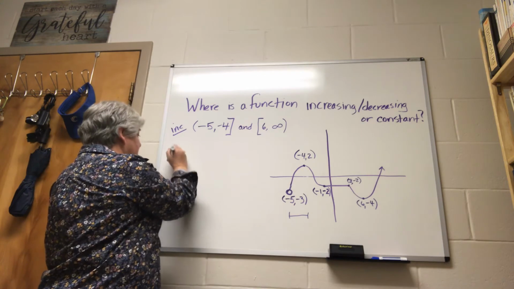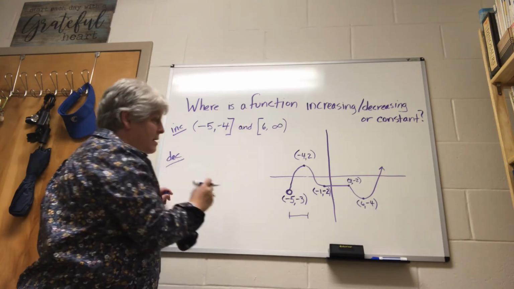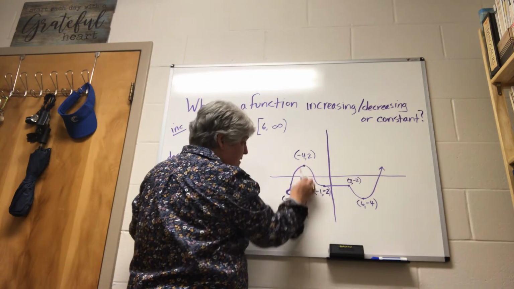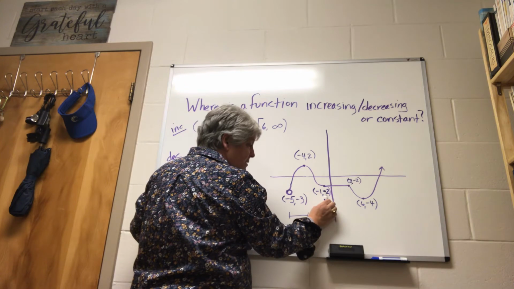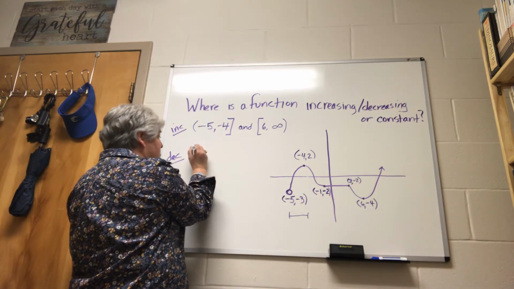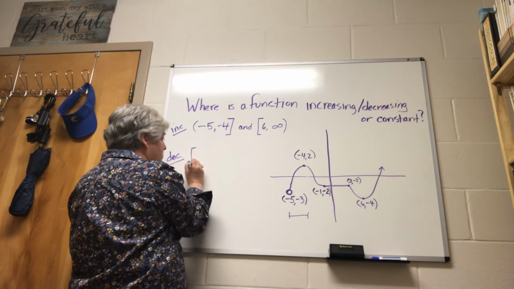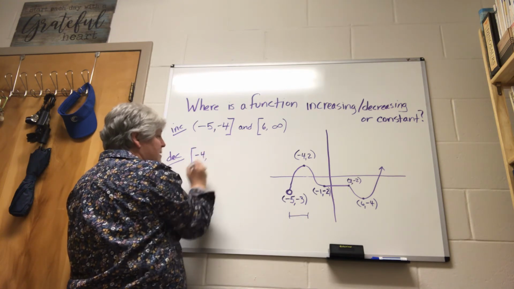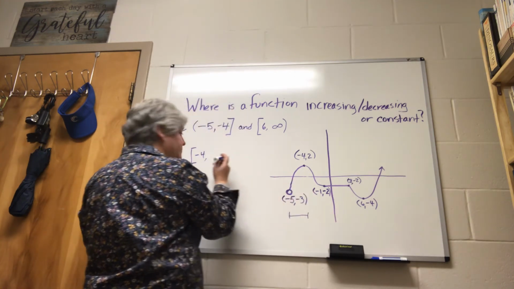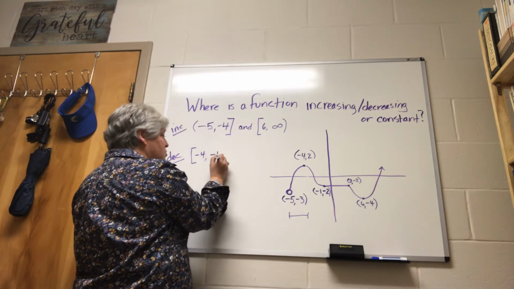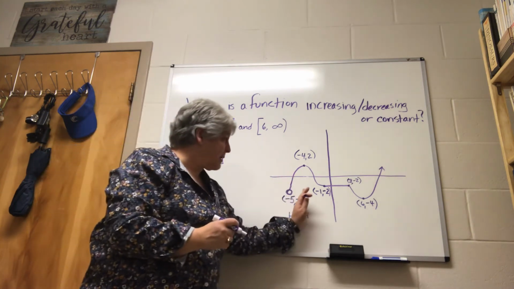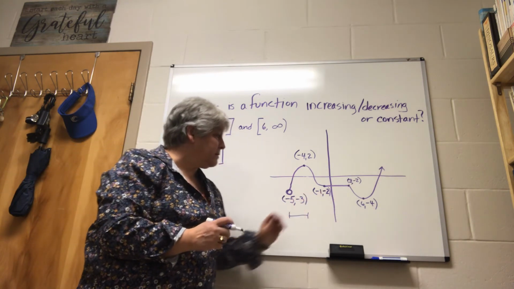So for decreasing, I can see that the y's are going down as I move from x being -4 until I get to -1. So we would say from -4, it doesn't really matter if you include the endpoint or not, -4 until it gets this far over, which is -1. So focus on the x's. So it went downhill when x went from -4 to -1.